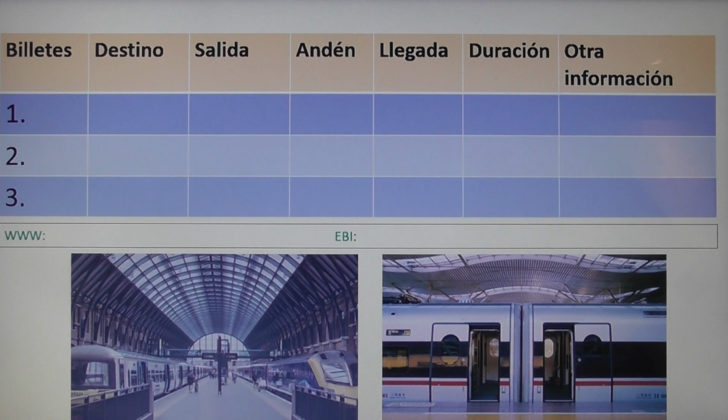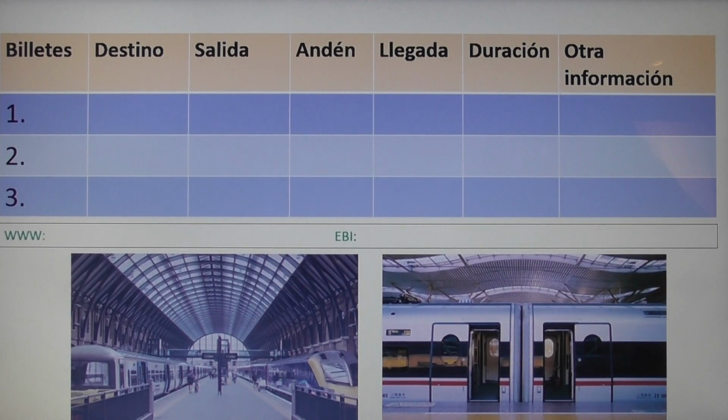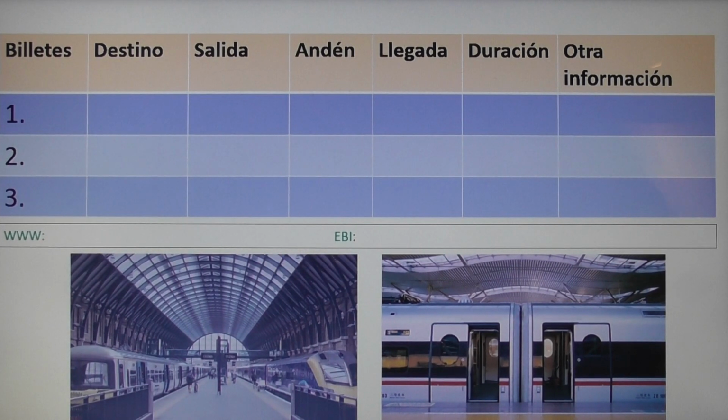Anyway, number 1, tickets. They've asked for 2 tickets. What kind of tickets? It was single tickets. Destination is Madrid. The next train leaves at 10 in the morning. The platform number is 4. It's a direct train which arrives in Madrid at 1:30, and the ticket costs 20 euros in total. And as the train leaves at 10:30 and arrives at 1:30, that means the duration is 3 hours.